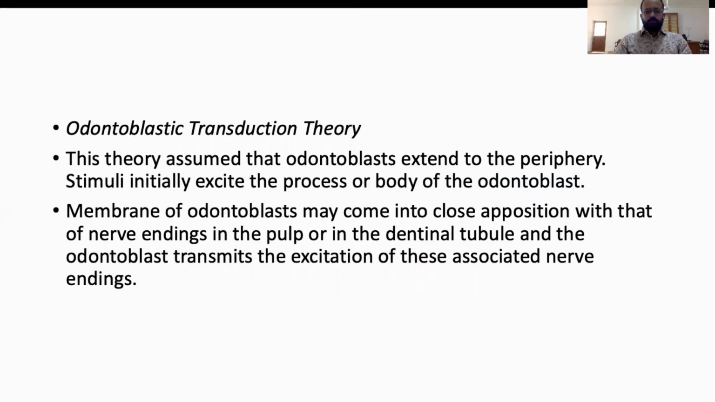The second one is the odontoblastic transduction theory. This theory assumes that odontoblastic cells extend into the periphery, and a stimulus initially excites the processes or body of the odontoblast. The membrane of the odontoblast may come in close apposition with that of nerve endings in the pulp or in the dentinal tubule, and the odontoblast transmits the excitation to these associated nerve endings.